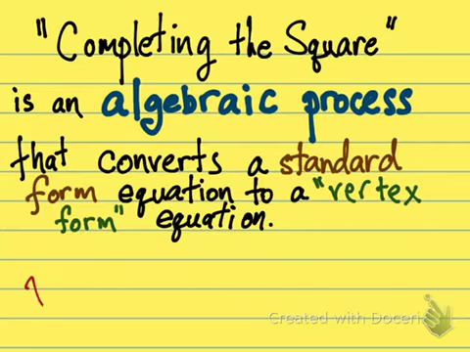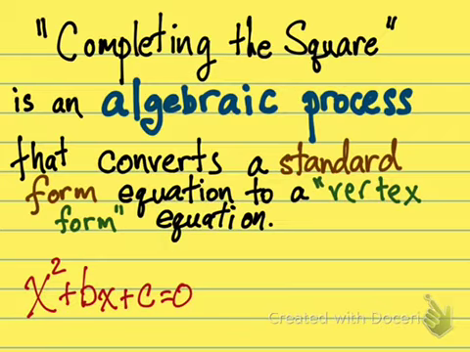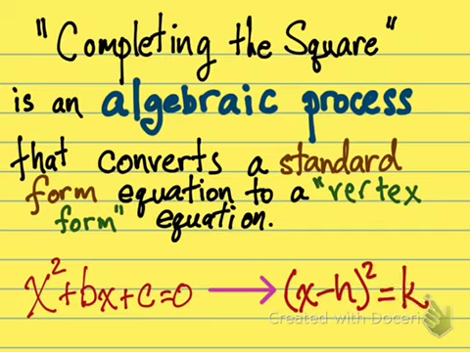All right? So in other words, it starts off with an equation like this: x squared plus bx plus c equals 0, and we're going to change it into an equation that looks more like this: (x minus h) squared equals k. That's the vertex form there on the right. Okay, so that's what the process called completing the square actually does.